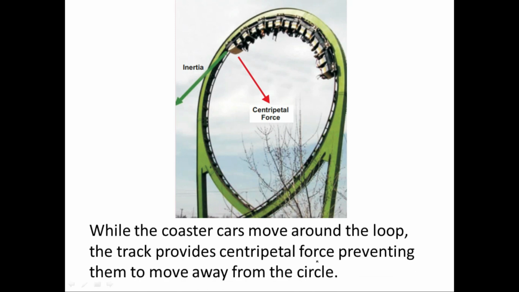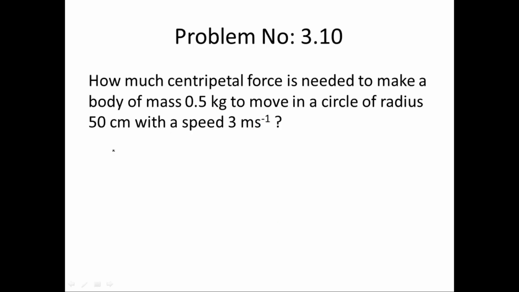Okay, here is a roller coaster car. As the coaster car moves around the loop, the track provides centripetal force, preventing it from moving away from the circle. So here you can see the coaster car tries to move in a straight line due to its inertia, but the track will provide it the necessary centripetal force to move around the circle.